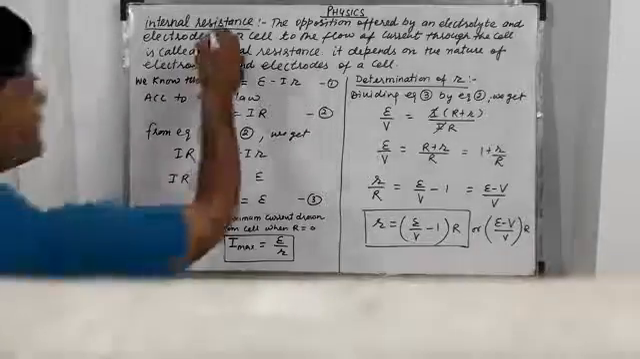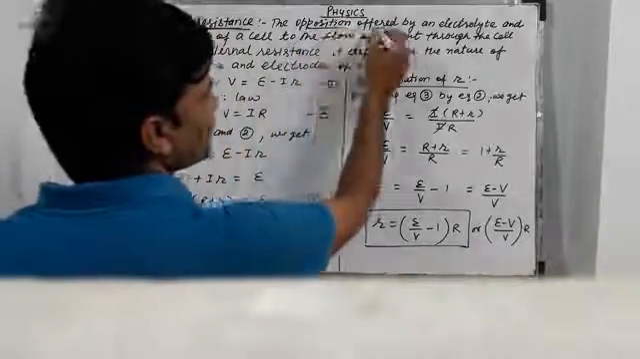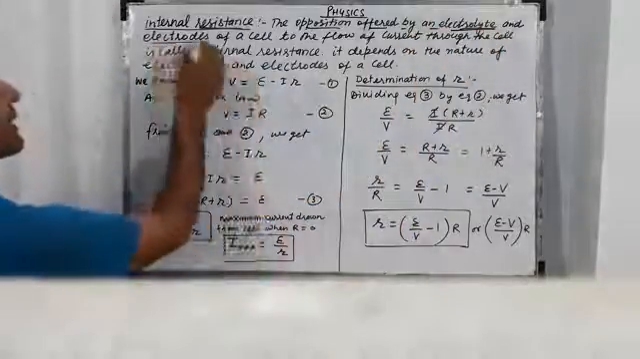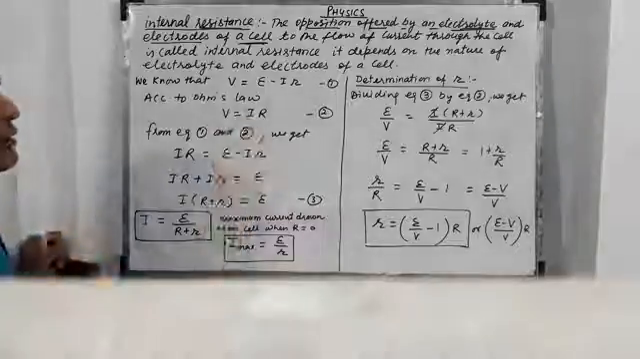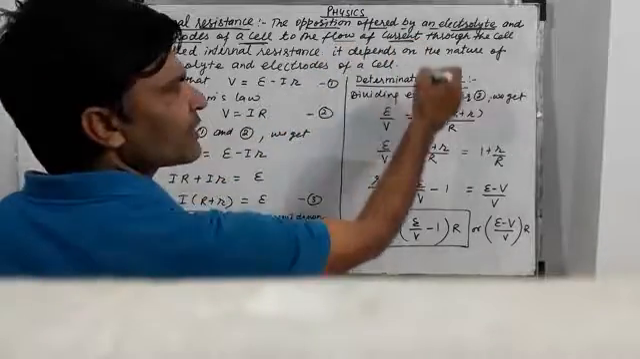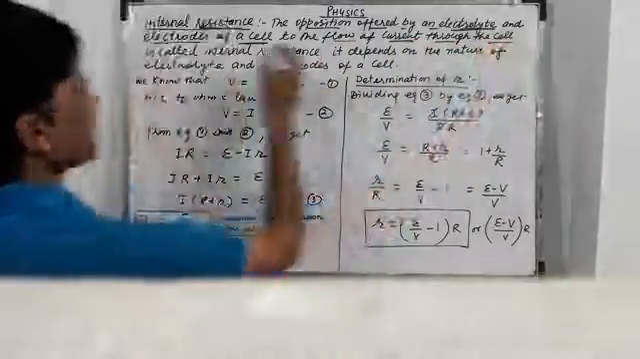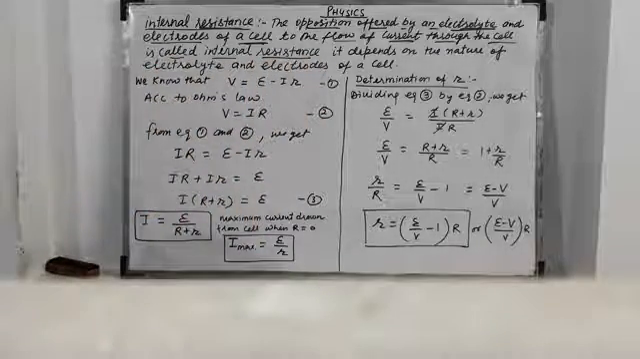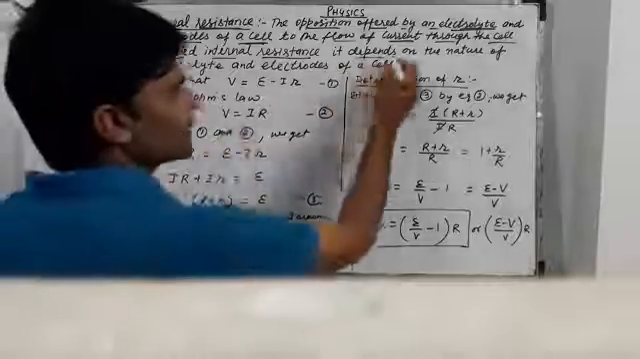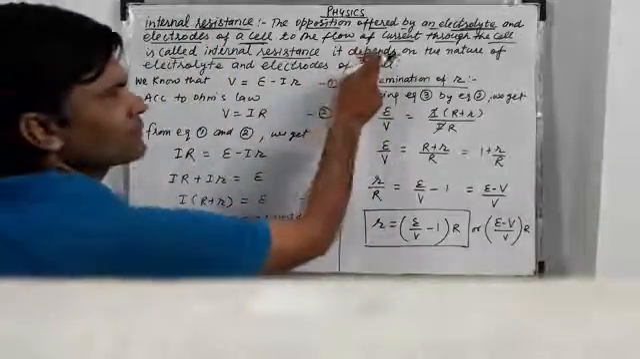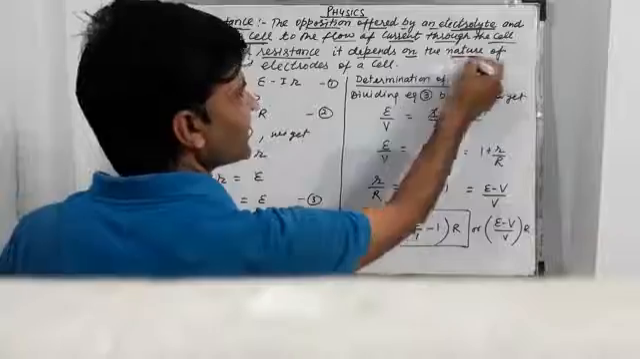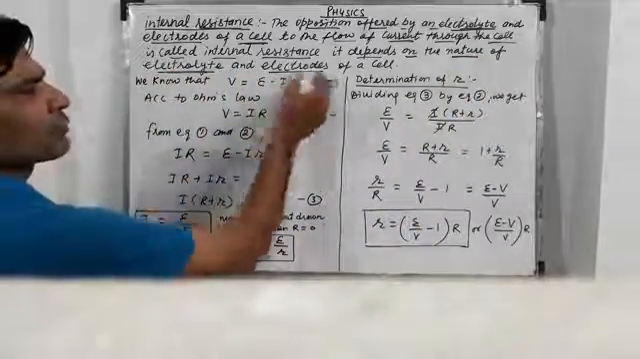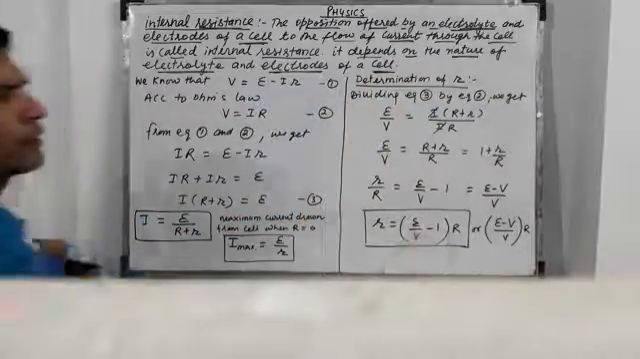Internal resistance is the opposition offered by the electrolyte and electrodes of a cell to the flow of current through the cell. Internal resistance depends on the nature of the electrolyte and electrodes of a cell.